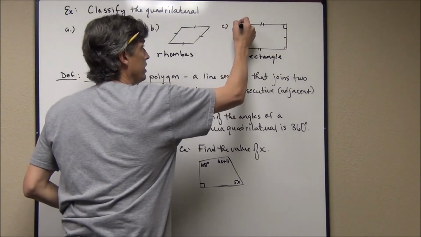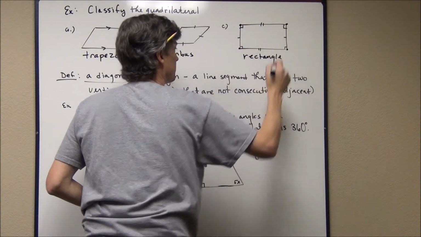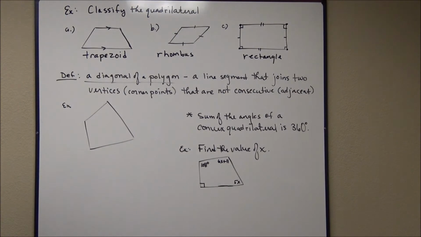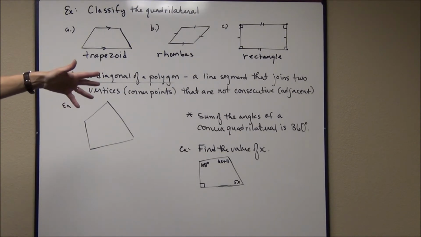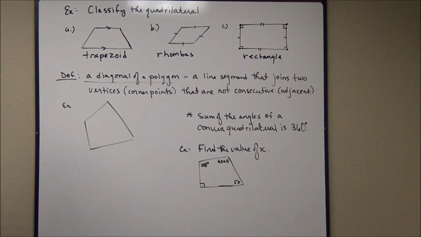By the way, these corners, these are called vertices. I think I've mentioned that before, but I want to emphasize that because I want to use that terminology here in just a second. Definition. A diagonal of a polygon is a line segment that joins two vertices or corner points that are not consecutive or adjacent.